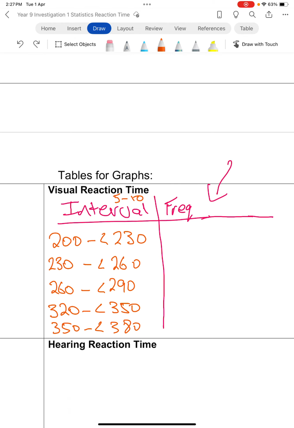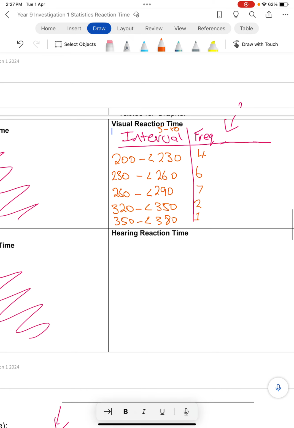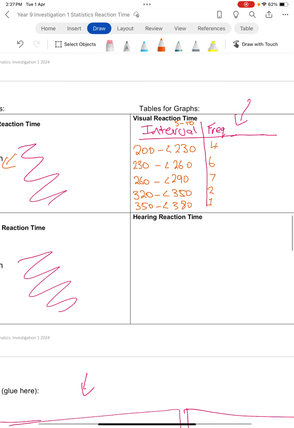Count. Let's say it was 1, 2, 3, 4. I'm going to put 4 here for the frequency. Then, same for how many were between 230 and 260. Count. Maybe that was 6. And then I do again. Maybe this one here was 7. Maybe this one here was 2. And this one here was 1. All right. You're going to do the exact same thing over here, but for the hearing reaction times.